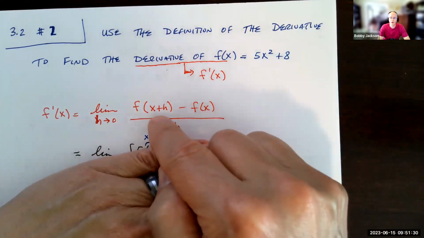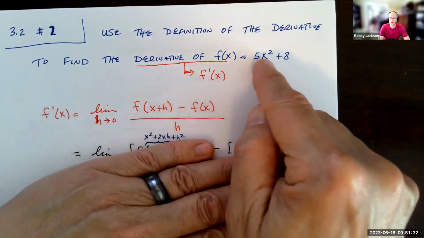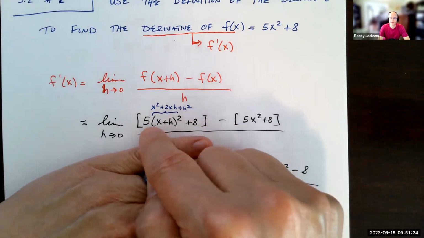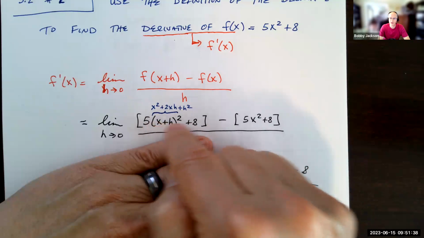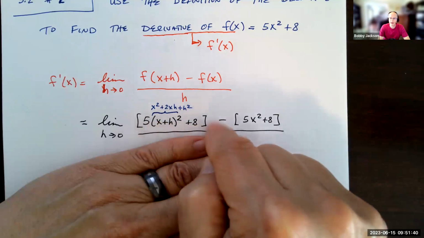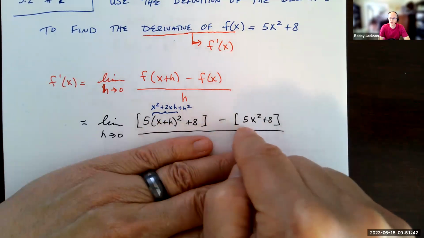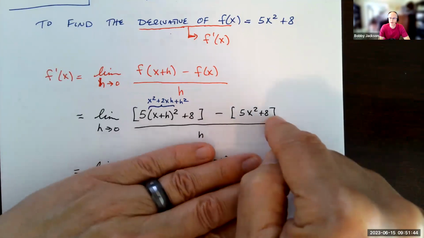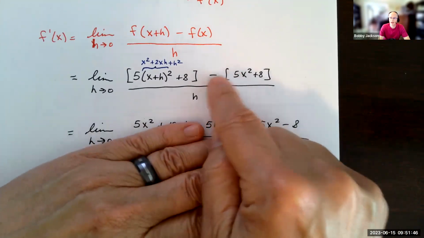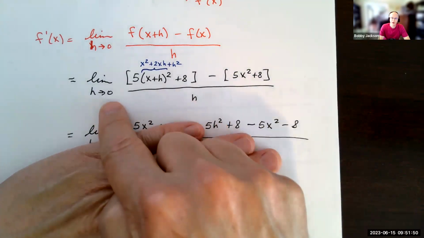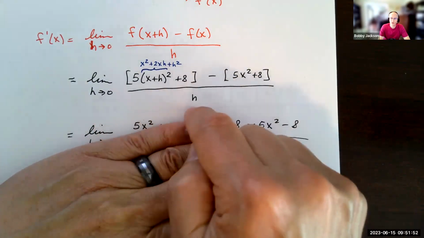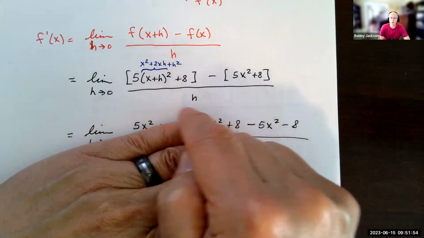And so to plug in f of x plus h, I simply replace x with x plus h. So I have 5 times x plus h quantity squared plus 8. So there's f of x plus h minus f of x. Well, that's just 5x squared plus 8. Be careful to put that in parentheses so that I distribute that negative sign through. Okay, and it's all over h. If I plug in h equals 0, I get 0 over 0. So I've got work to do to simplify this.